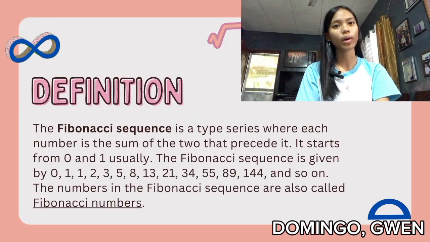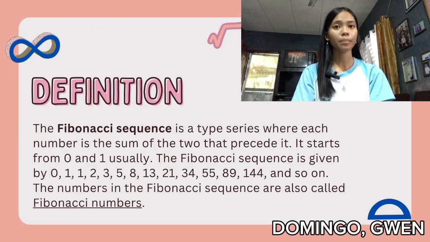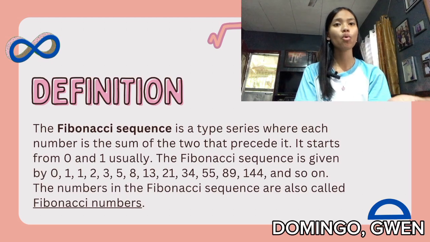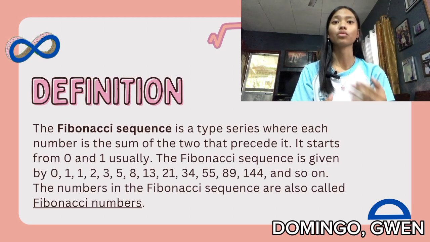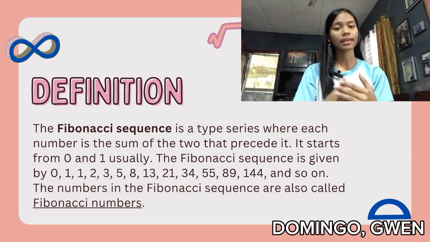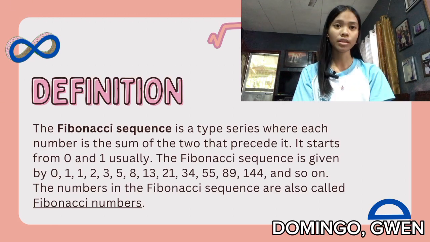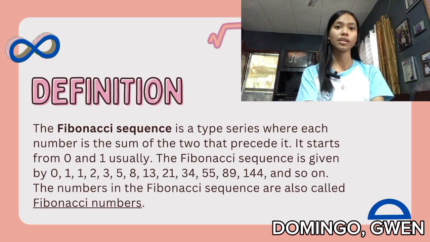The Fibonacci sequence. The following numbers make up the Fibonacci sequence, such as 0, 1, 1, 2, 3, 5, 8, 13, and so on. So please remember always that it usually starts from 0 and 1. And lastly, take note that the numbers in the Fibonacci sequence are also called Fibonacci numbers.